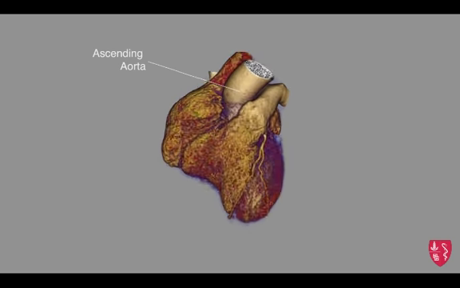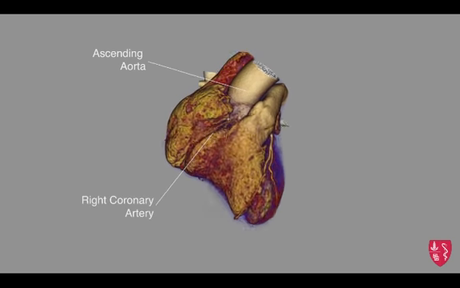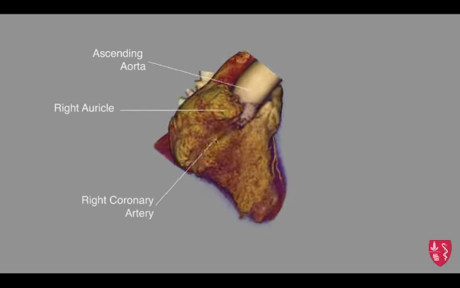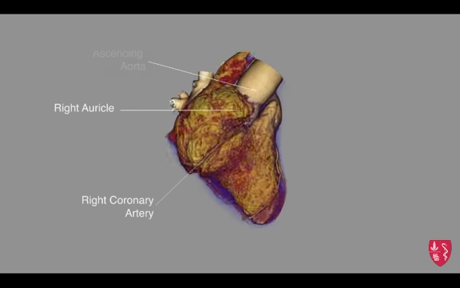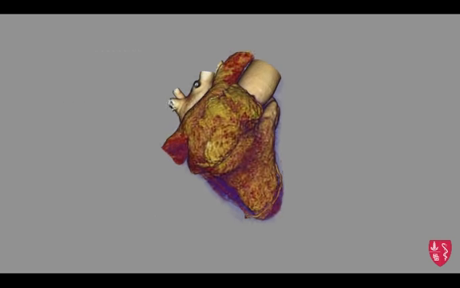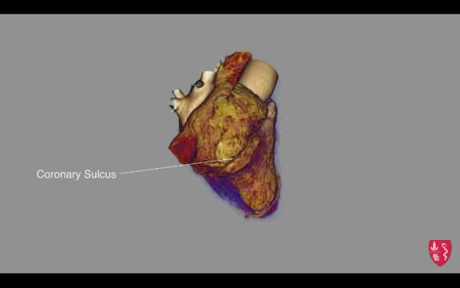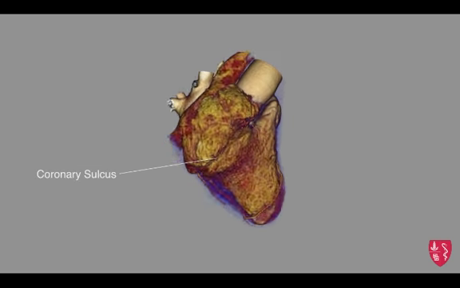Off the aorta, we can see the right coronary artery passing deep to the right auricle, an appendage from the right atrium. The right coronary artery courses in a shallow depression known as the coronary sulcus located between the right atrium and the right ventricle.